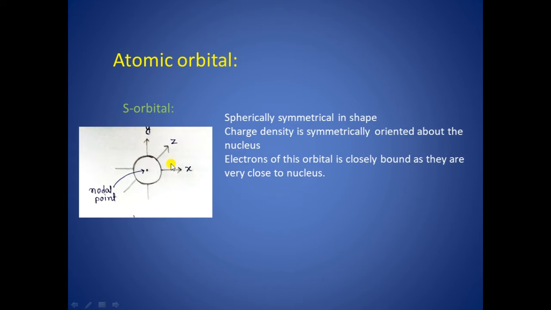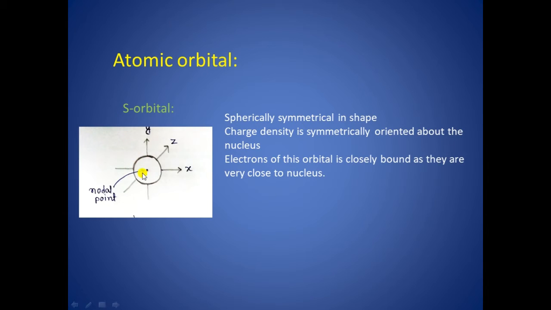This orbital is spherically symmetrical in shape. The center of the sphere is at the nucleus of the atom. As the orbital is spherically symmetrical, its charge density is symmetrically oriented about the nucleus, and it is a non-directional orbital. Being close to the nucleus, electrons of this orbital are very strongly bound to the nucleus.